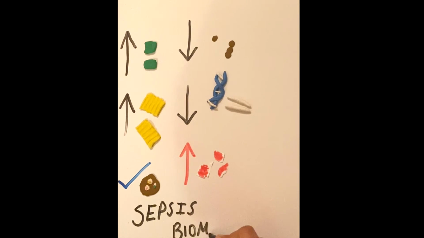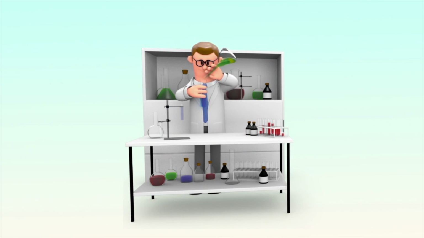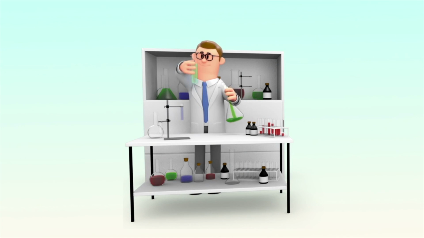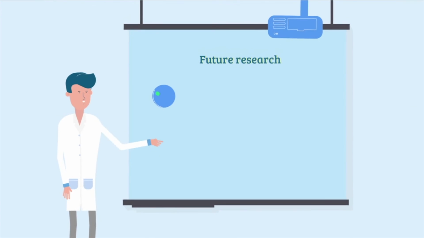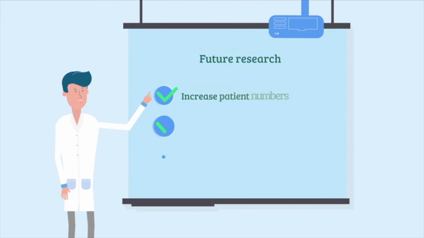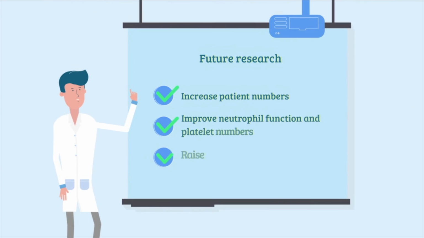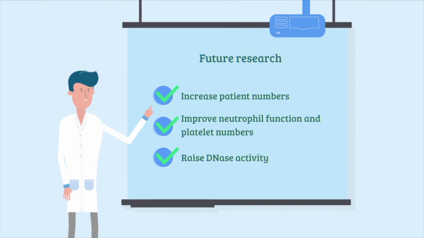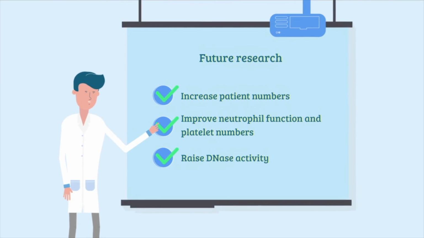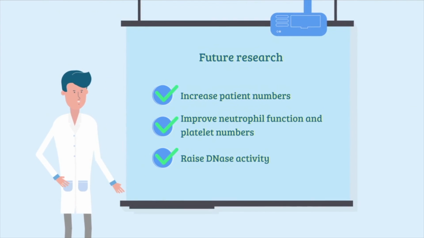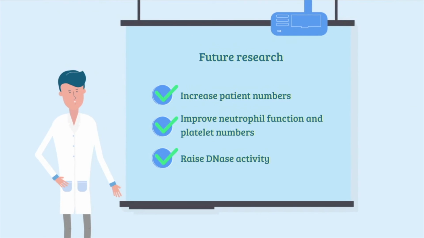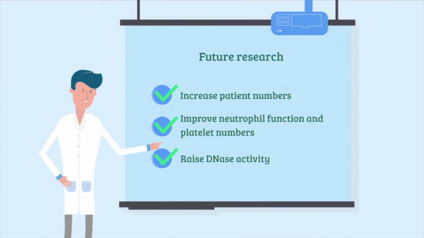Thanks to your fundraising, we have found new potential biomarkers which we are sure you're just as excited about as us. We would love to hear your thoughts on going forward with this research. We believe further research is needed to look at increased numbers of patients, look at improving the loss of function in the neutrophils and raising the platelet numbers, as well as increasing DNase activity and the proteins which bind to actin. With your continued support and your feedback, we hope we can help patients and reduce the deaths caused by sepsis drastically.